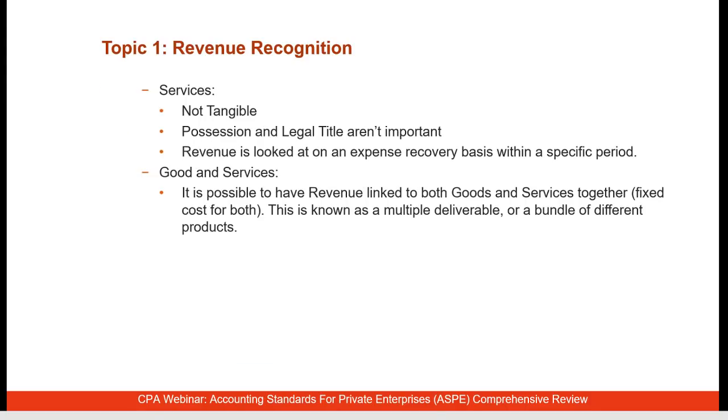Okay, so the next is, you have services, which are not tangible. Possession and legal title aren't important. It's really revenues looked at on an expense recovery basis within a specific period. Goods and services, it is possible to have revenue linked to both goods and services together. Fixed cost for both. This is known as multiple deliverables, or bundled different products.